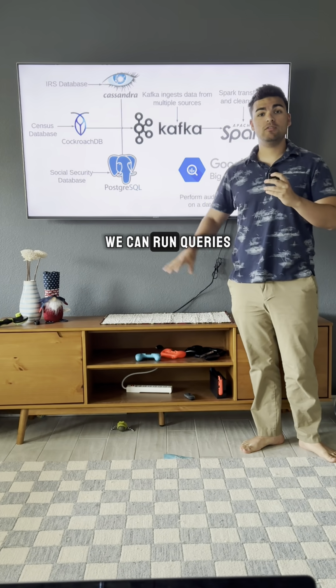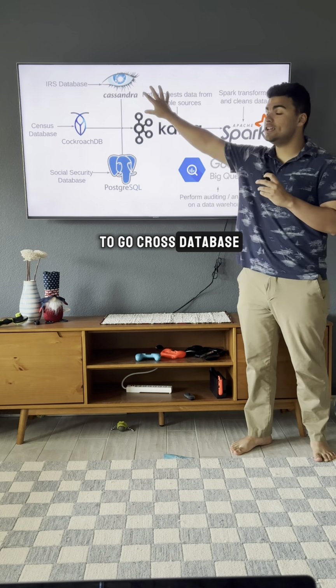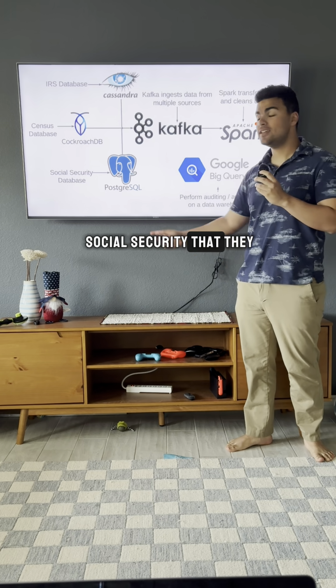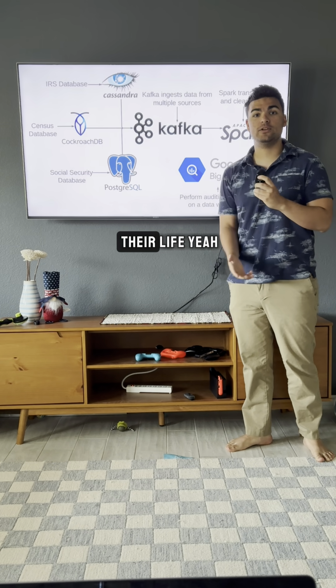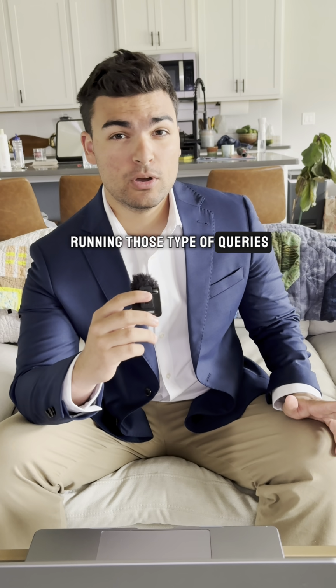Once this is all set up, we can run queries on our data warehouse that go cross database. Things like who's not getting the Social Security that they should be getting based on the taxes that they paid throughout their life. Yeah, we're not going to be running those type of queries, but makes sense.